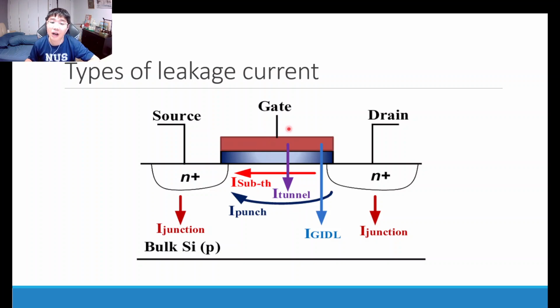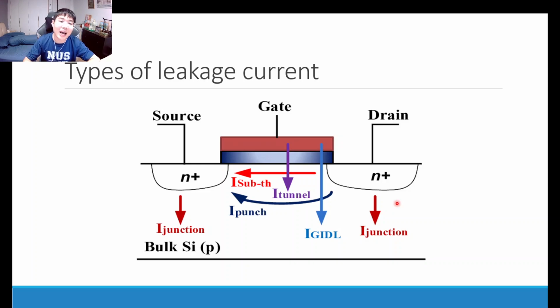We also have, of course, tunneling current through the gate oxide. Remember, the gate oxide is an insulator. It should not conduct any current. However, it's possible for there to be some current flow, as well as other leakage currents, such as leakage current to the junction, to the base, the bulk silicon, and so on and so forth.